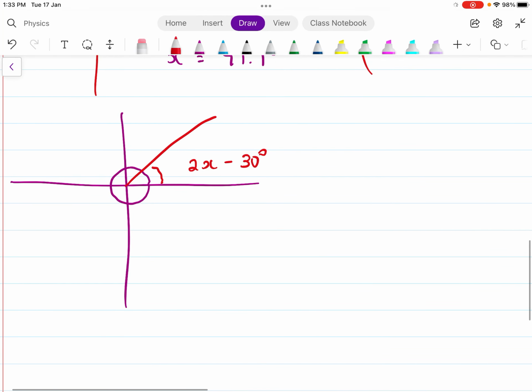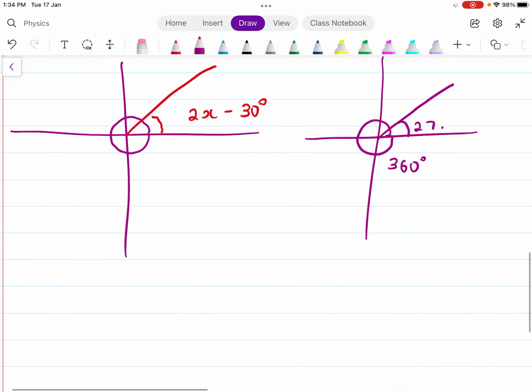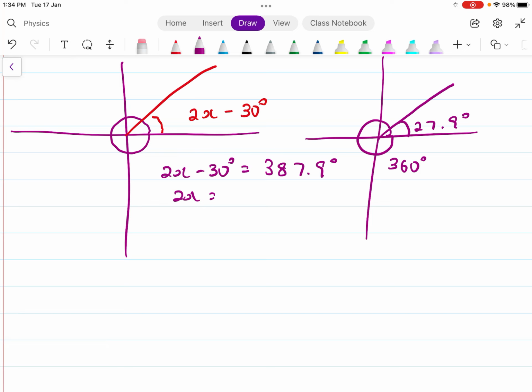So how do I solve for this? We know that you rotate one round already, so this is 360 degrees. Then you rotate a bit more, and this a bit more is what I call the basic angle, 27.9 degrees. So now 2x minus 30 is equal to 360 plus 27.9. Let's calculate. You should be able to get 387.9 degrees.